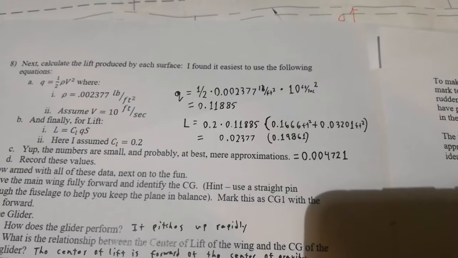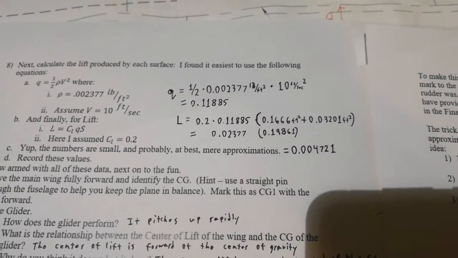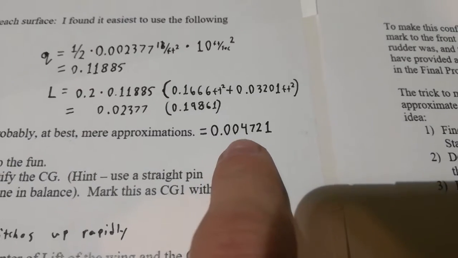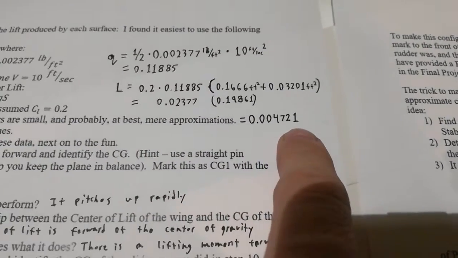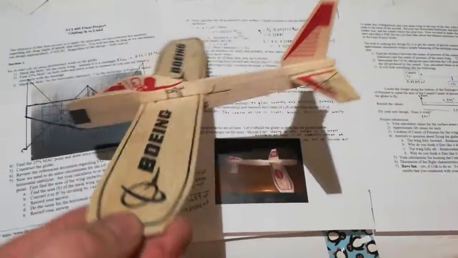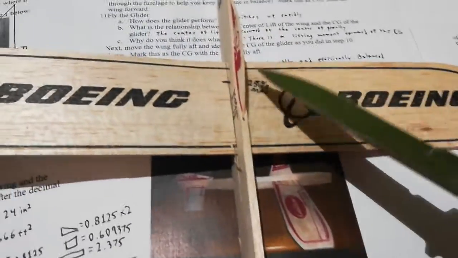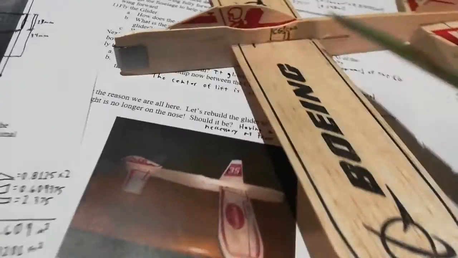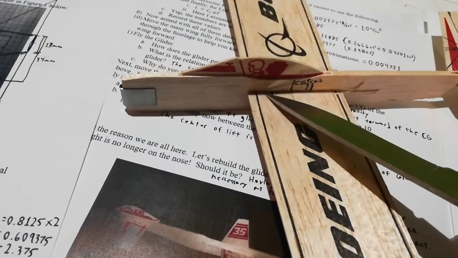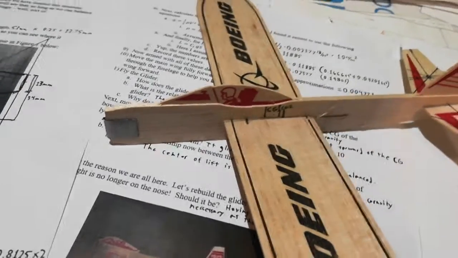Right here are the calculations for the lift produced by the wings total by adding together their surface area. So as you can see, the total lift is going to be 0.004721, and I believe that is in pounds per square foot. Assembling the glider as it is intended to be assembled, we can see that the mean aerodynamic center is going to be forward of where the CG is, which should mean that the wing will be producing lift forward of the CG, therefore causing a pitch moment upwards.